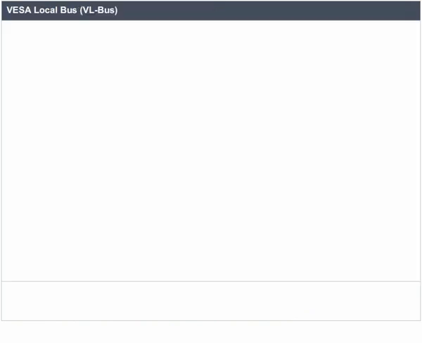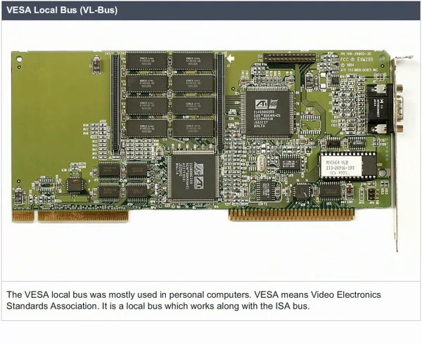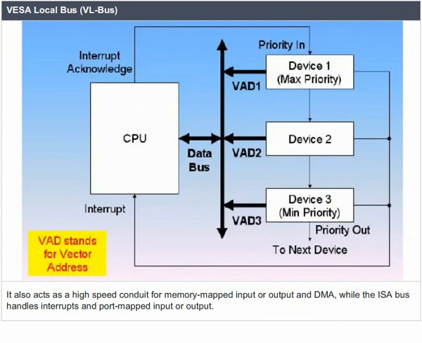VESA Local Bus, VL Bus. The VESA Local Bus was mostly used in personal computers. VESA means Video Electronics Standards Association. It is a local bus which works along with the ISA bus. It also acts as a high-speed conduit for memory-mapped input or output and DMA, while the ISA bus handles interrupts and port-mapped input or output.